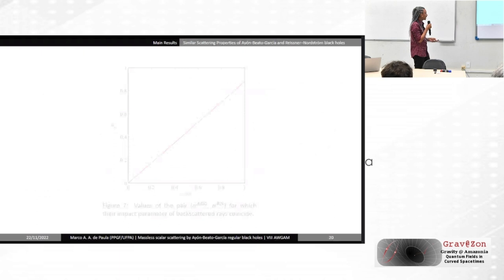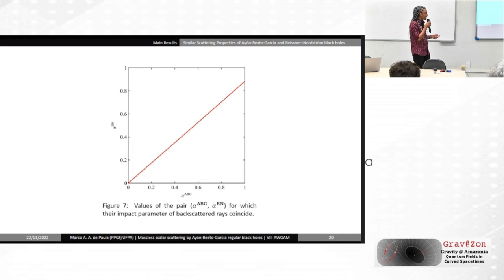We can consider the values of the pairs of normalized electric charge of ABG and Heisenberg-Euler black holes for which their impact parameter of backscattered rays coincide, is the same, right? So essentially you get the impact parameter for Heisenberg-Euler and for ABG, and you search for the values of the normalized electric charge for which these two quantities are equal. Once you obtain this numerically, you can choose some of the pairs along this straight line and compute the differential scattering cross-section.